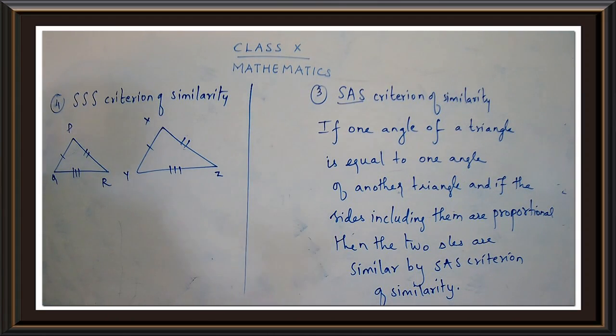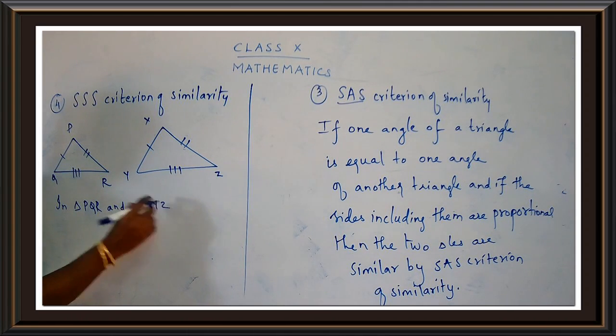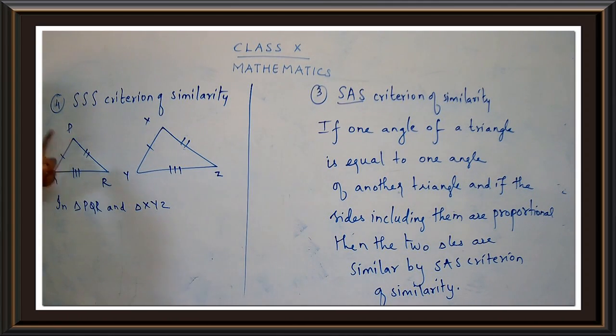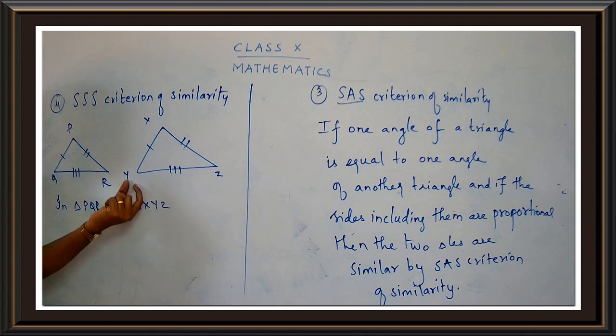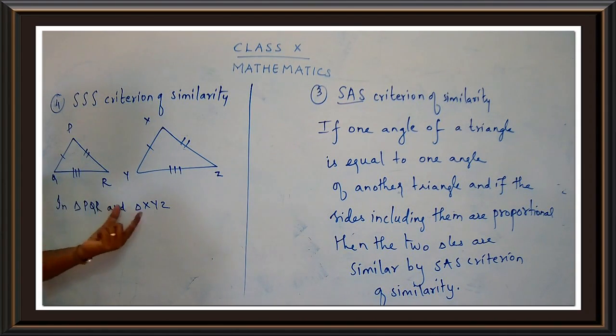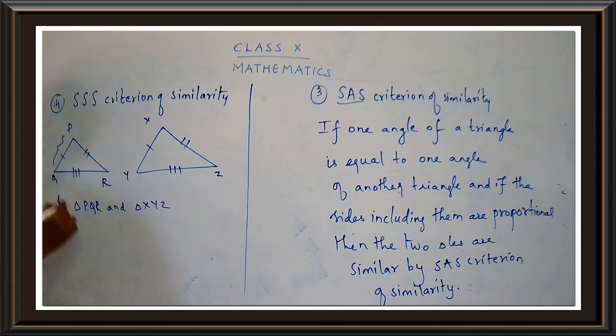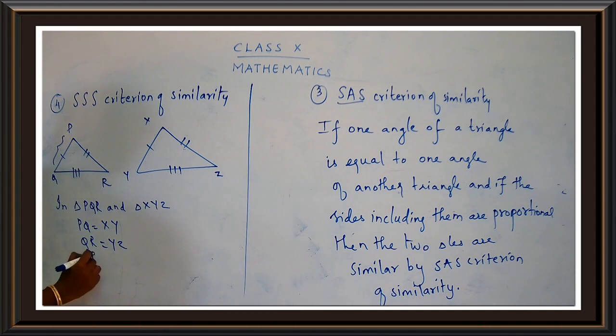So first of all, how to start the proof? You have to follow a certain method when you do your proof, children. First of all, you are going to write, in triangle PQR and triangle XYZ, what do you do? I have told you how to name a triangle. If you're starting from P, start from X. If you're starting from Q, start from Y. So, in triangle PQR and triangle XYZ, what is equal? PQ is equal to XY. Then QR is equal to YZ. PR is equal to XZ.